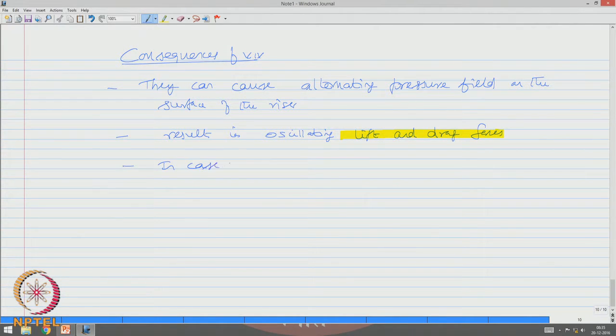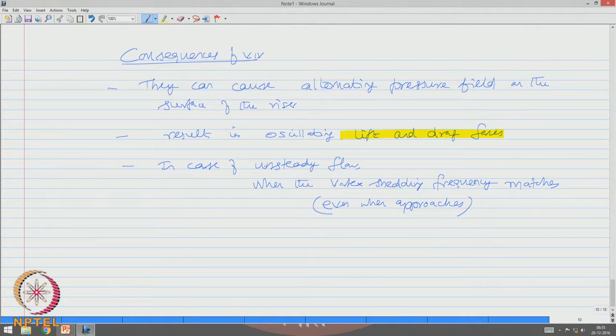In case of unsteady flow, when the vortex shedding frequency matches, or I should say even when it approaches the structural frequency, the structure undergoes what we call vortex induced vibration.